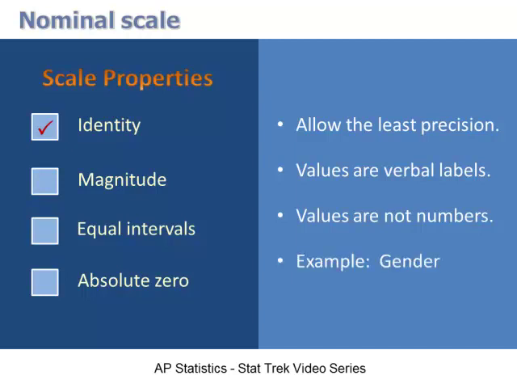Gender is an example of a variable that is measured on a nominal scale. We measure a person's gender by saying they are male or female. This uniquely identifies the person's gender, but it does not indicate magnitude. We would not say, for example, that a male has more gender or less gender than a female.